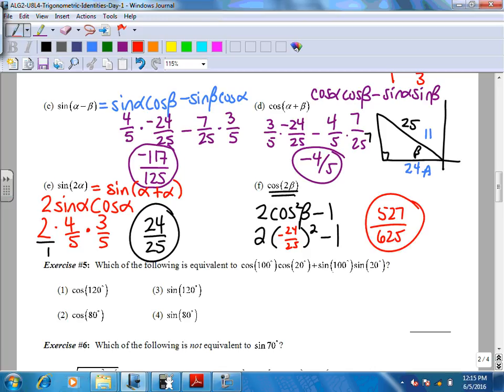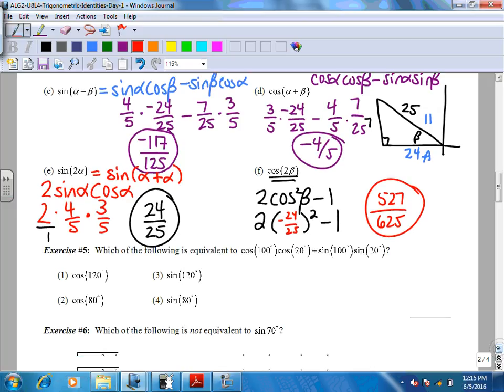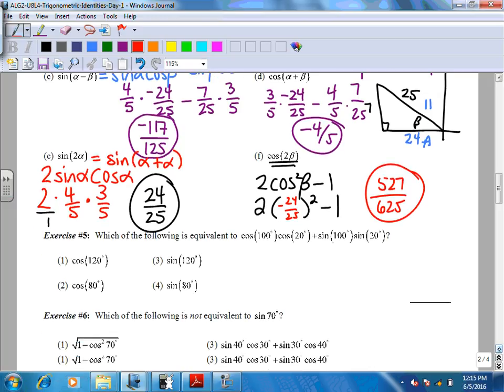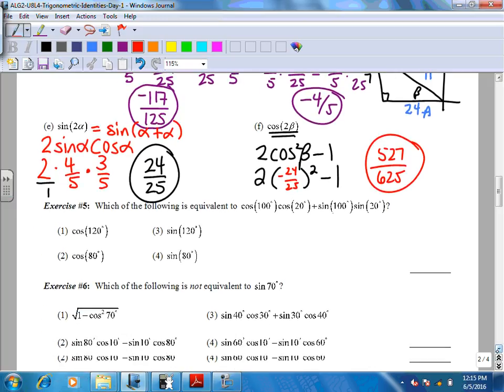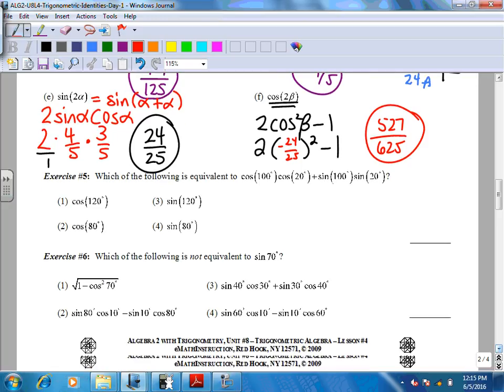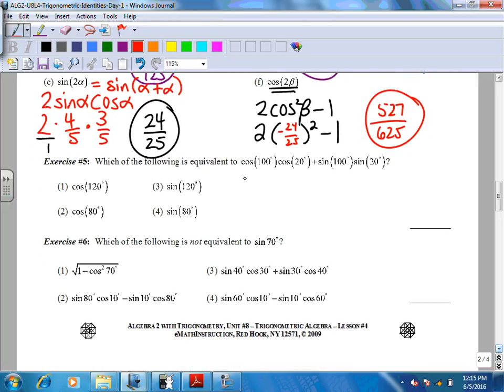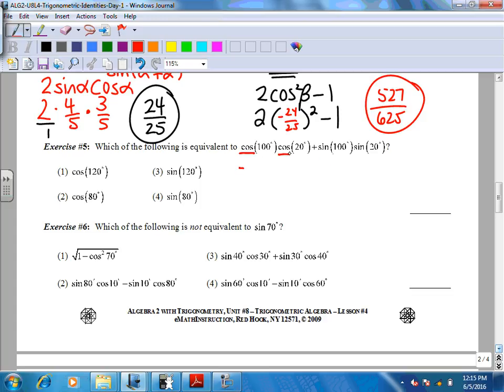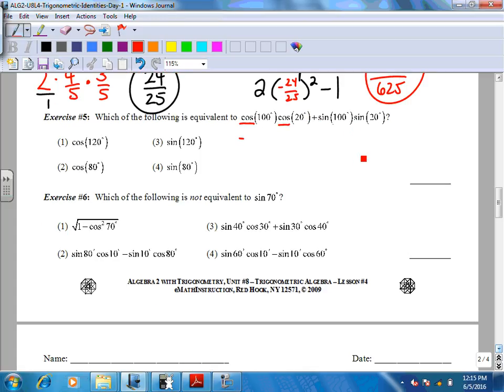Number 5, which of the following is equivalent to this? Take a look at that equation and take a look at your formulas that you have and see what that matches up with. It's cosine cosine plus sine sine.